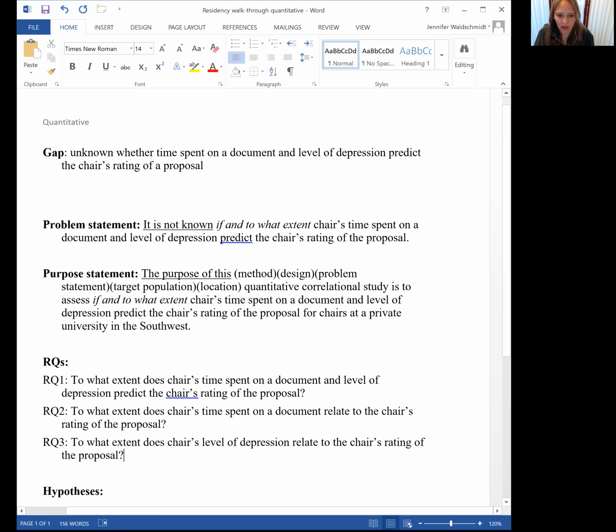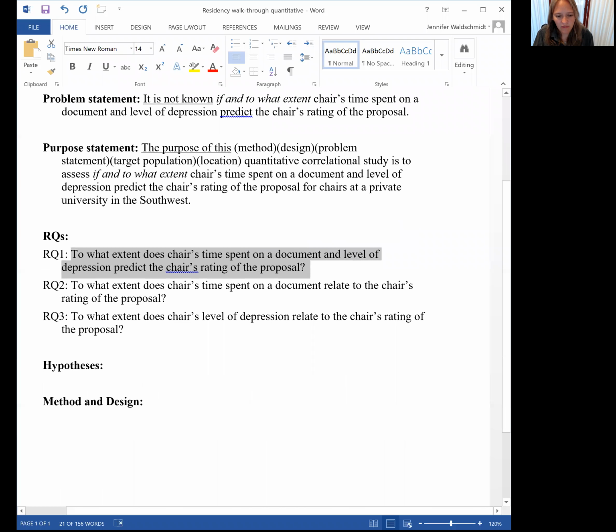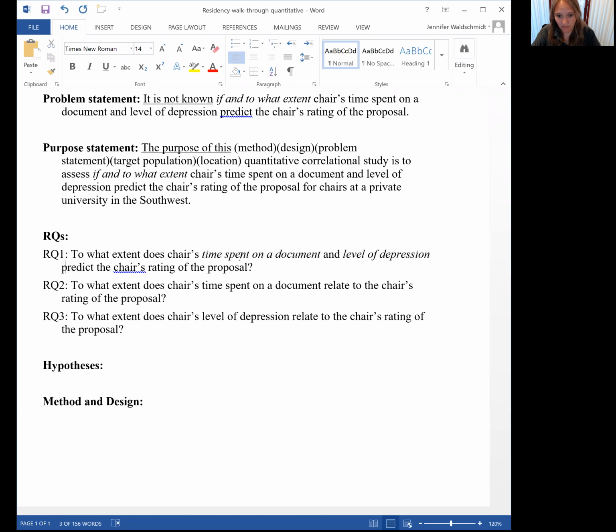But again, hopefully it's very clear to see that there's tight alignment between our problem statement here and our research questions here. One of the important things about the research questions is every variable in our study has to be tied back to a theoretical framework. So the variables in this study are time spent on a document, level of depression, and then finally chair's rating of the proposal. So these are our 3 variables.